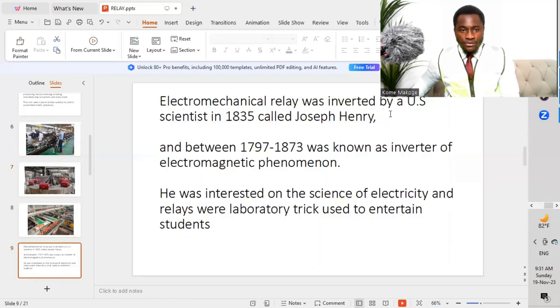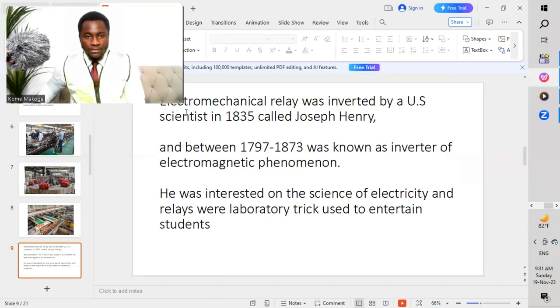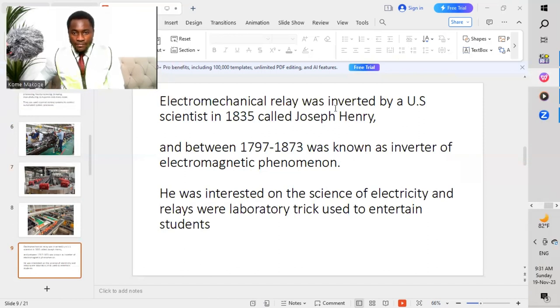I'll take us now to fundamentals. The electromechanical relay was invented by a US scientist called Joseph Henry in 1835. Between 1797 and 1873, he was known as an inventor of electromagnetic phenomena. He was interested in the science of electricity, and relays were laboratory tricks used to entertain students.